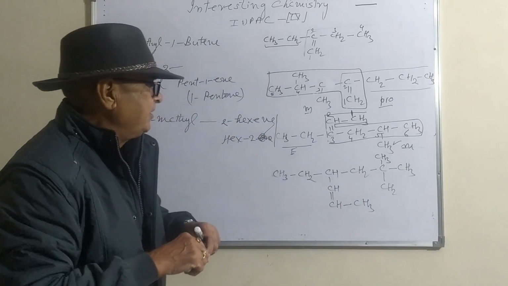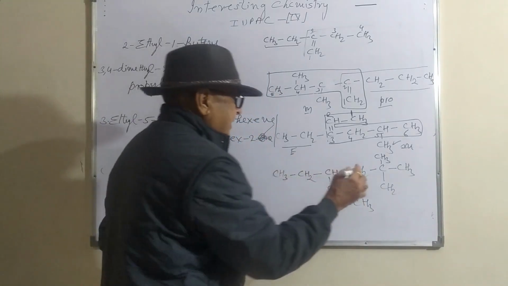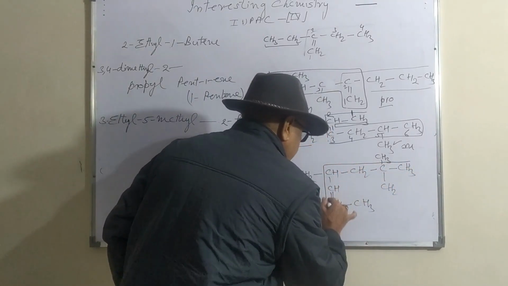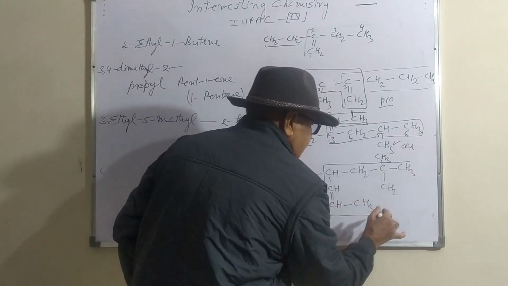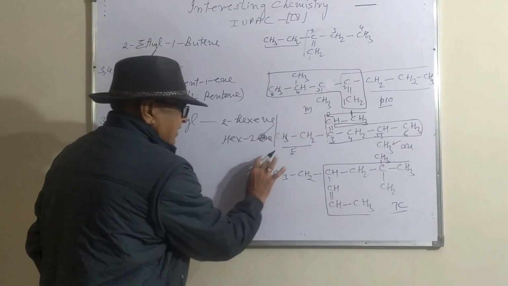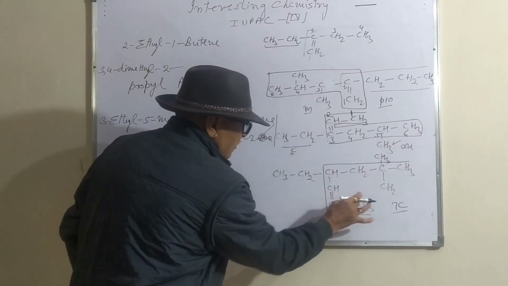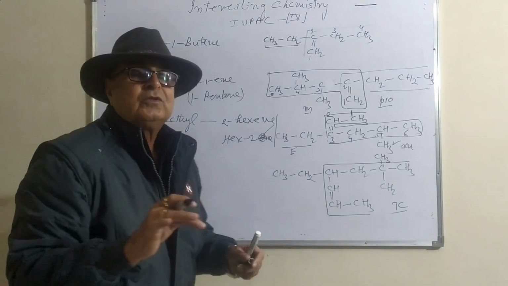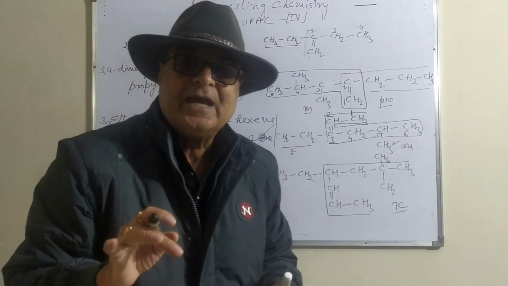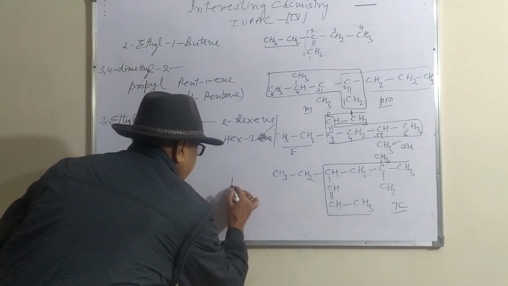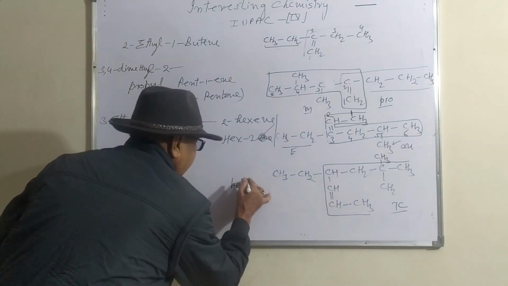So this chain has 7 carbons. This is the longest chain because it has 7 carbons. And this other chain has 1, 2, 3, 4, 5 and 6, this is 6. So the alk will be hept, H-E-P-T, hept.